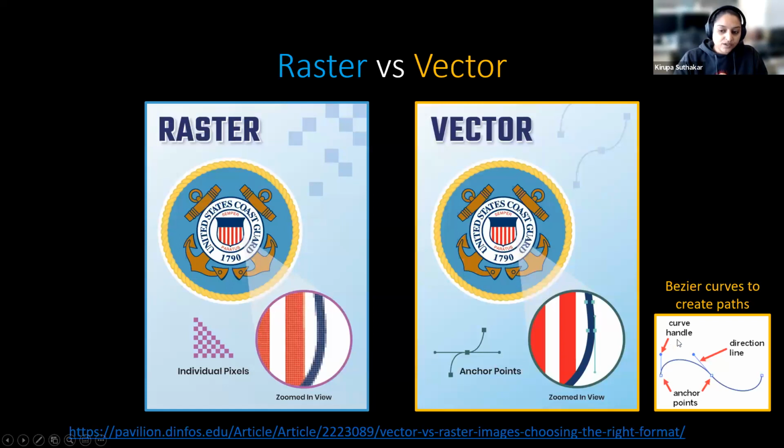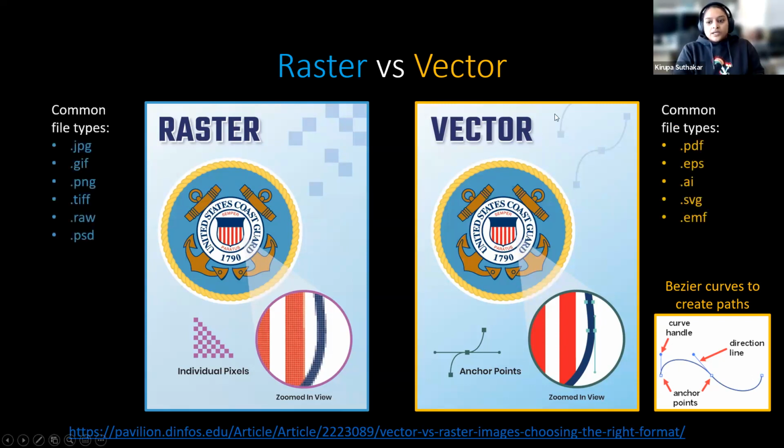Using the correct type of selection tool, after you've drawn your curve, you can click on a curve handle and raise it and move it around to change the features of the curve. And this is how you typically draw using vector graphics. So I've listed here a couple of common file types that you use for raster or vector graphics.